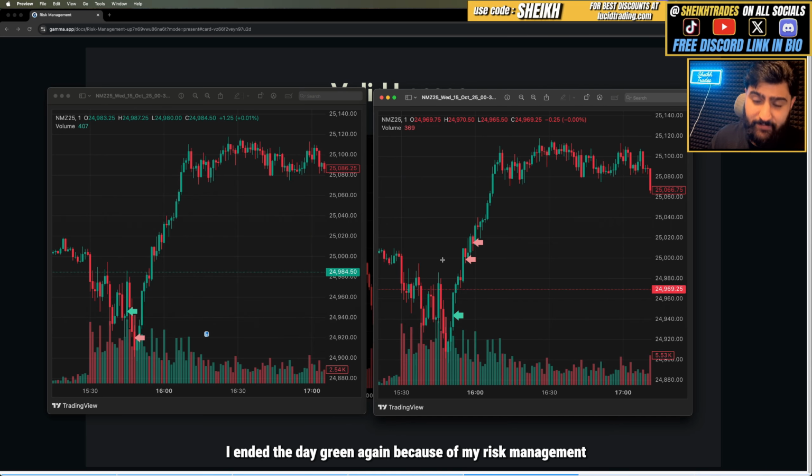So I ended the day green again because of my risk management. I trailed some here, and I remember I trailed a bit too fast because I was hoping it would just continue, and it took me out, which I'm okay with, but very nice trade in general. This is just to show you that having a valid L, taking your valid Ls and not being stubborn will be rewarding in the long run when you're taking those valid Ws, because your valid Ws will be twice as much as your valid Ls.